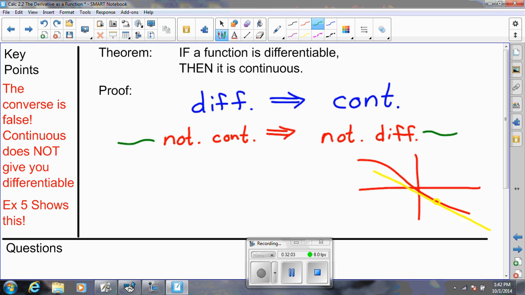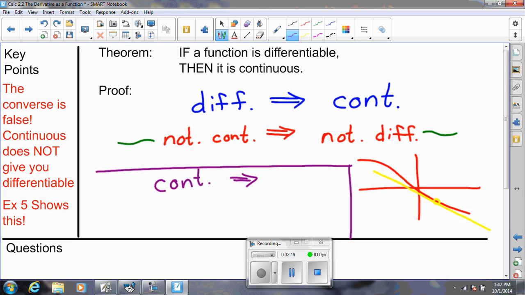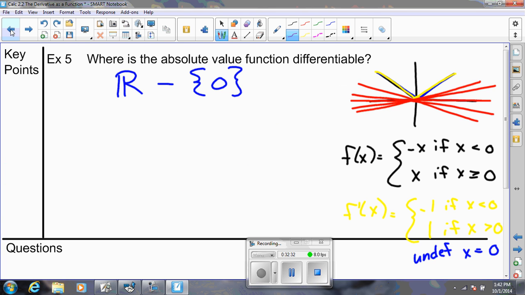Please be cautious though. You'll note over in the key points how we had this piece written out. A common mistake students will make is to try to say, I have a continuous function, and because it's continuous, I know it's differentiable. That is a very common mistake. It is not true. Our last example with absolute value actually shows that.